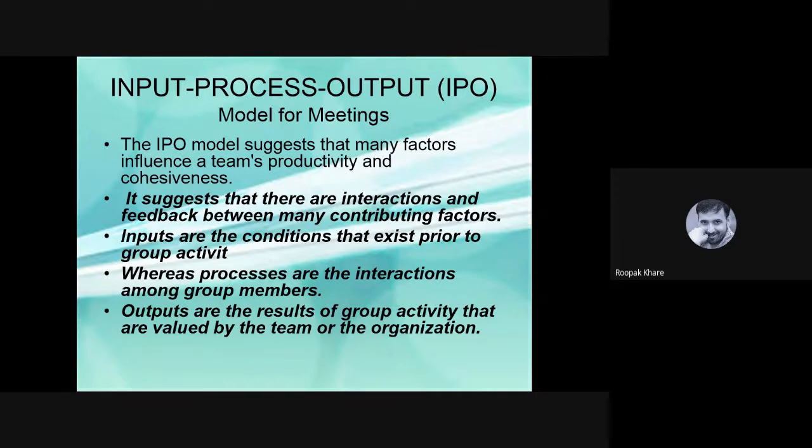Inputs are the conditions that exist prior to the group activity, whereas process is the interactions among the group members, and outputs are the results of the group activity that are valued by the team or the organization. So there are certain things that you prepare before the meeting begins, things that happen during the meeting, and whatever comes out after the meeting. The agenda is input, the discussion is the process, and the final decisions being made are the outputs. So, the input process output model, the IPO model for meetings.